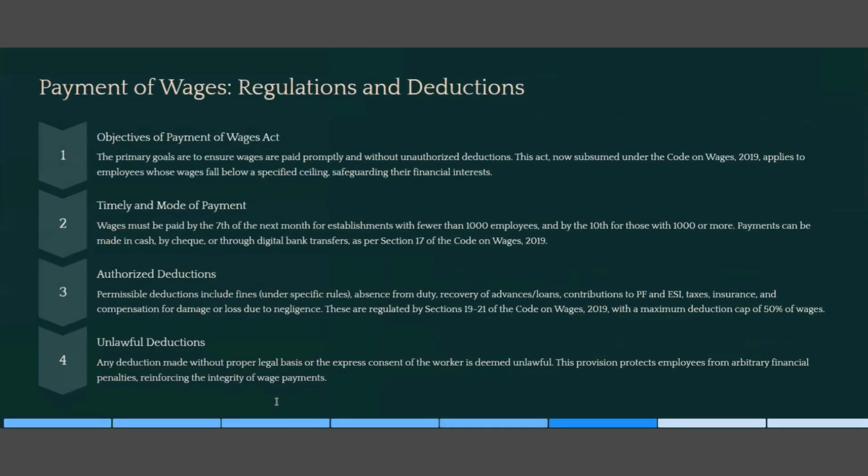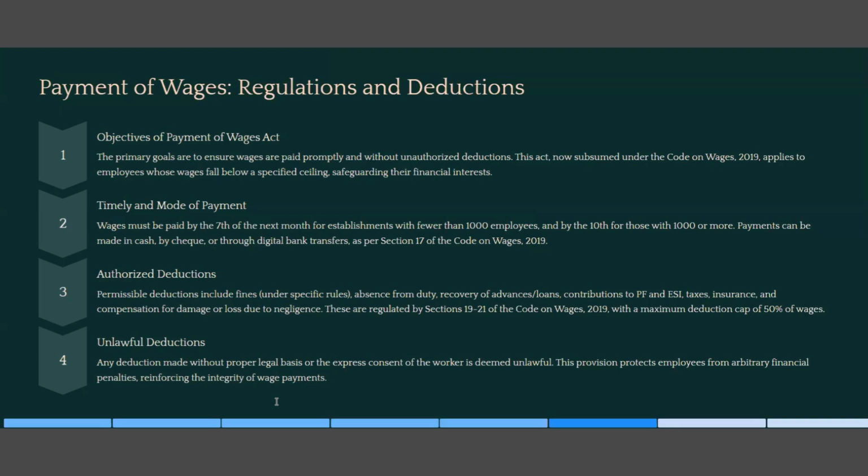Now coming to payment of wages regulation and deductions. Objective of the Payment of Wages Act. The primary goals are to ensure wages are paid promptly without unauthorized deductions. This act, now subsumed under the Code on Wages 2019, applies to employees whose wages fall below a specified ceiling, safeguarding their financial interest. Timely and mode of payment.